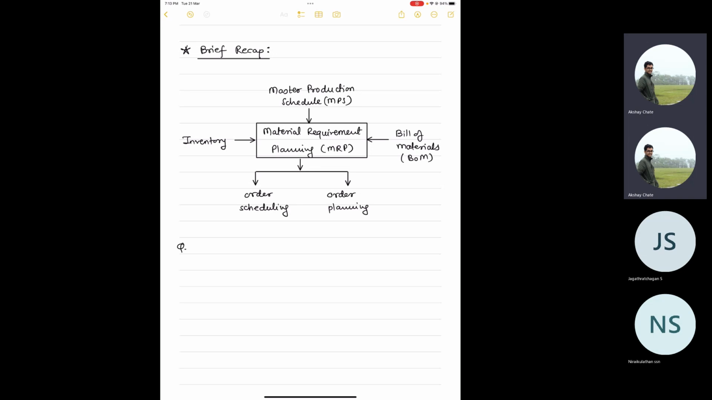Yeah, the question is regarding the bill of material. So, BOM contains option 1. Just give me some time. I'm not able to find that question. I don't want to misquote anything.